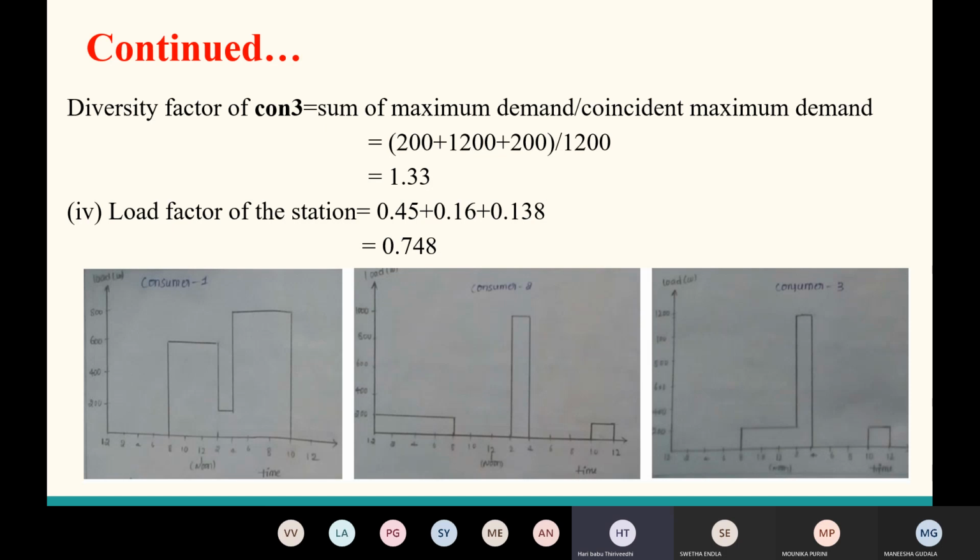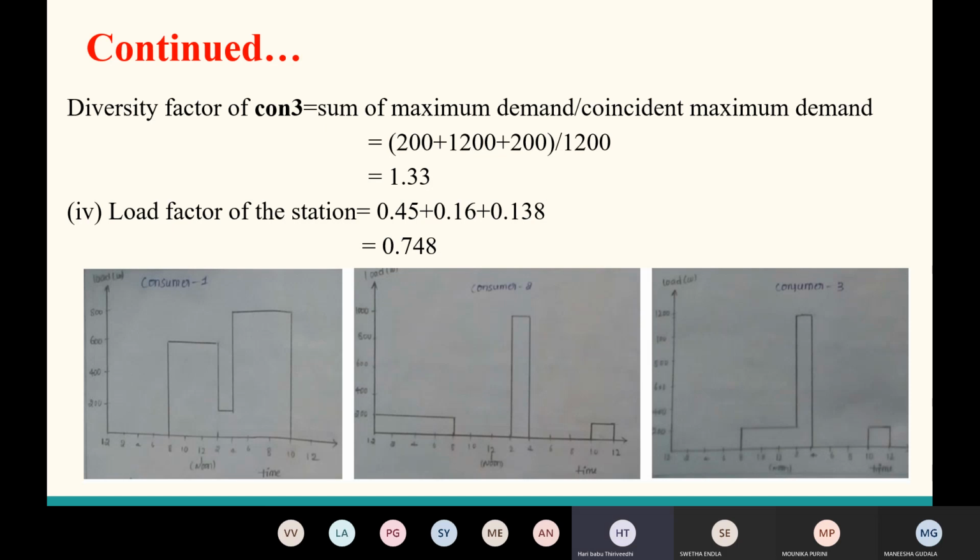From 12 midnight to 8 a.m., consumer 1 and consumer 3 have no load. From 8 a.m. to 2 p.m., consumer 2 has no load. From 2 to 4, all are active. From 4 to 10, consumer 2 and consumer 3 have no load. From 10 p.m. to midnight, only consumer 1. That's why, when they ask for the diversity factor of the station, we have to take the time when all consumers are active.